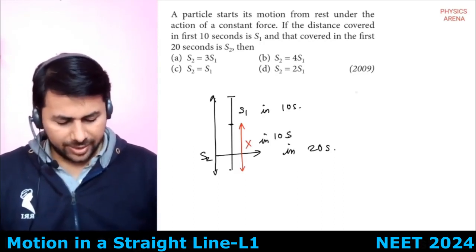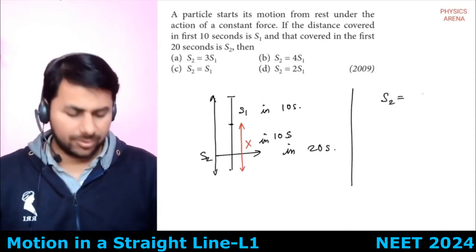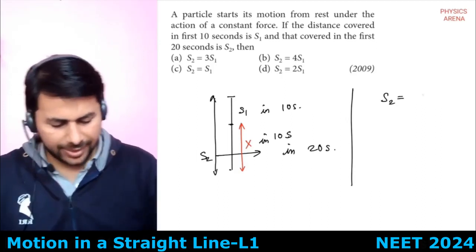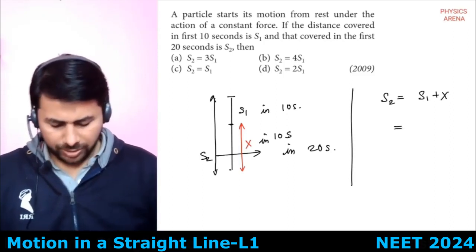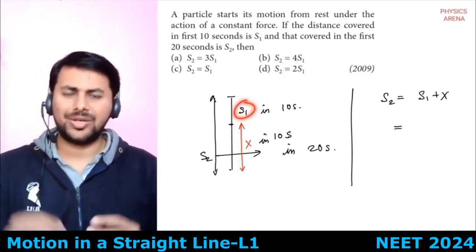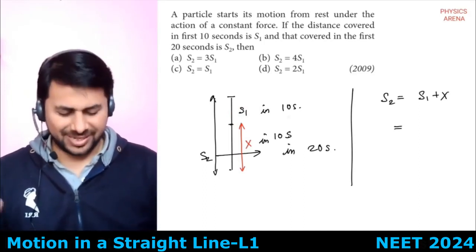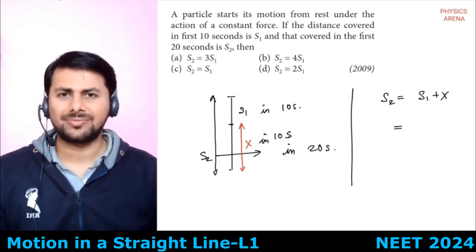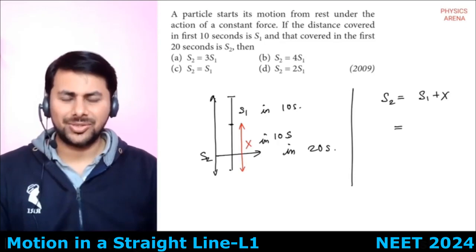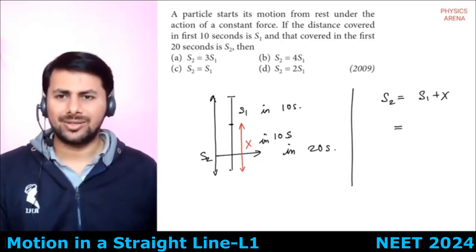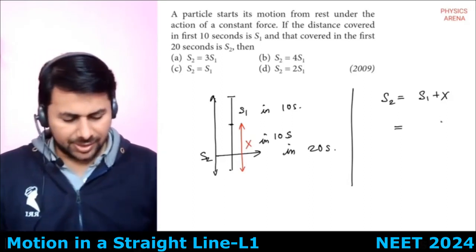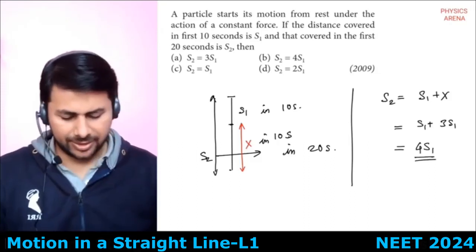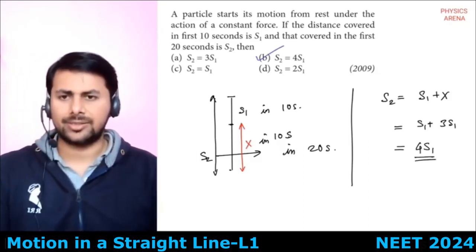So now I can say that the total distance S2 is equal to S1 plus X. So how much will be X? Now S1 and X, they are covered in the same time, 10 seconds each. So X is equal to 3 times S1, because the ratio is 1 is to 3 is to 5 is to 7. So it is S1 plus 3 times S1, which is 4 times S1. This is the answer. Option B is the answer.